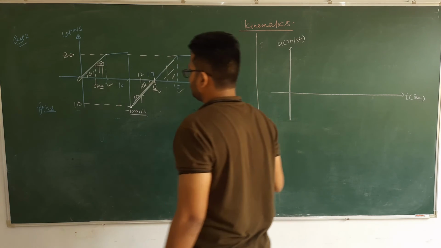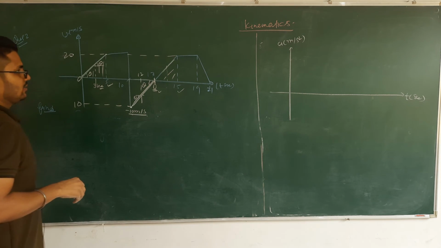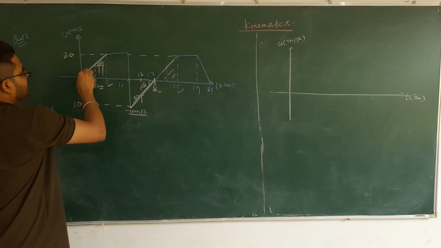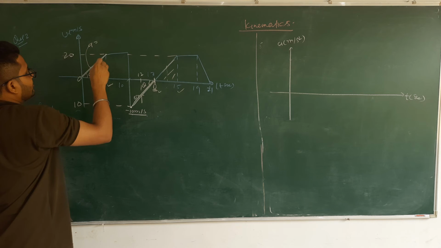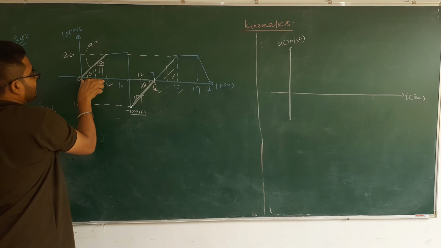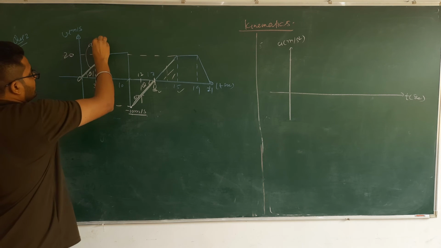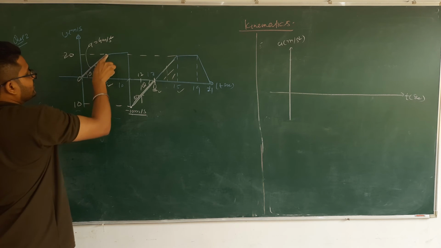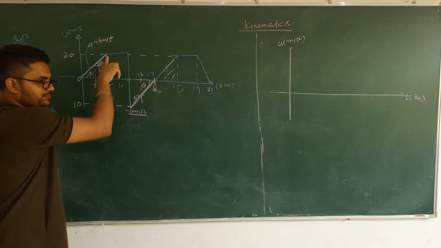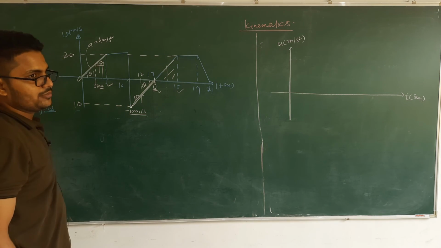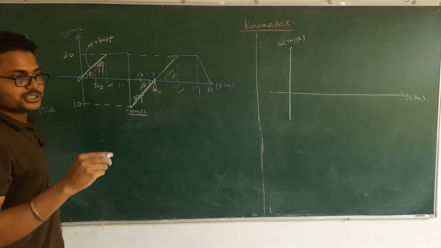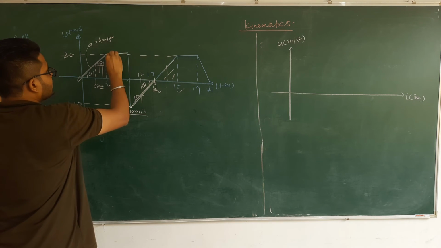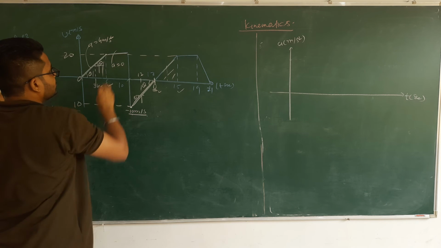Okay beta, we have different time intervals. In this time interval we have acceleration, earlier we calculated 20 upon 5, 4 meter per second square. Okay, velocity initially is 0, after 5 seconds velocity is 20 meter per second. So velocity is increasing, meaning positive acceleration. Okay, from 5 to 10 there is no change of velocity, here acceleration is 0.